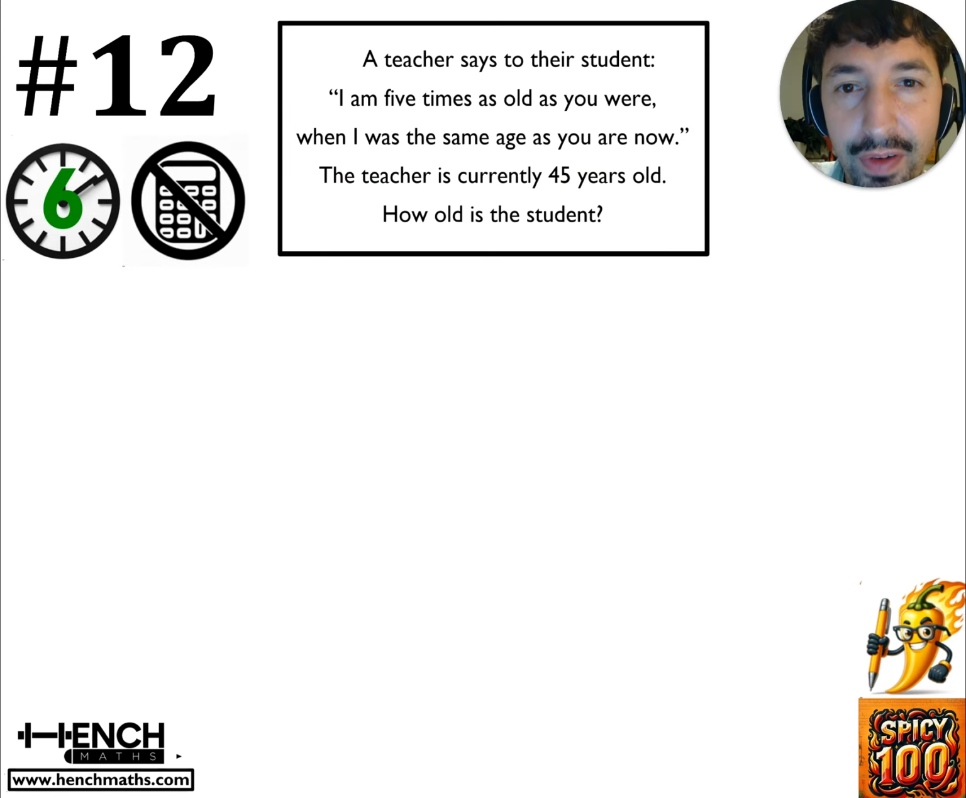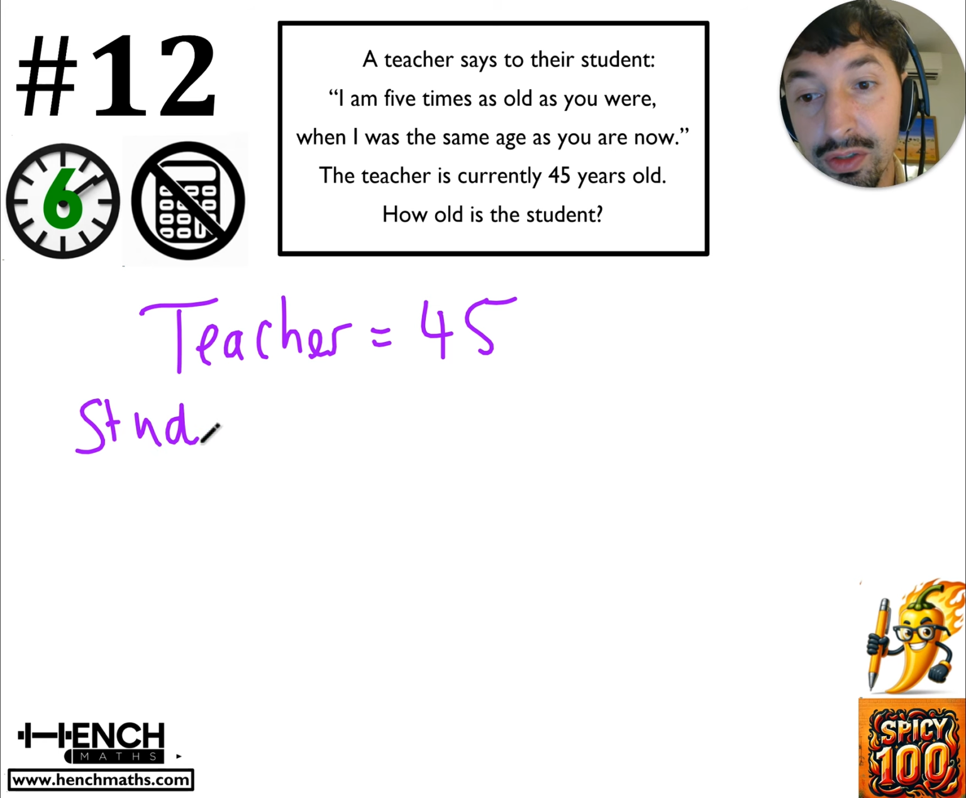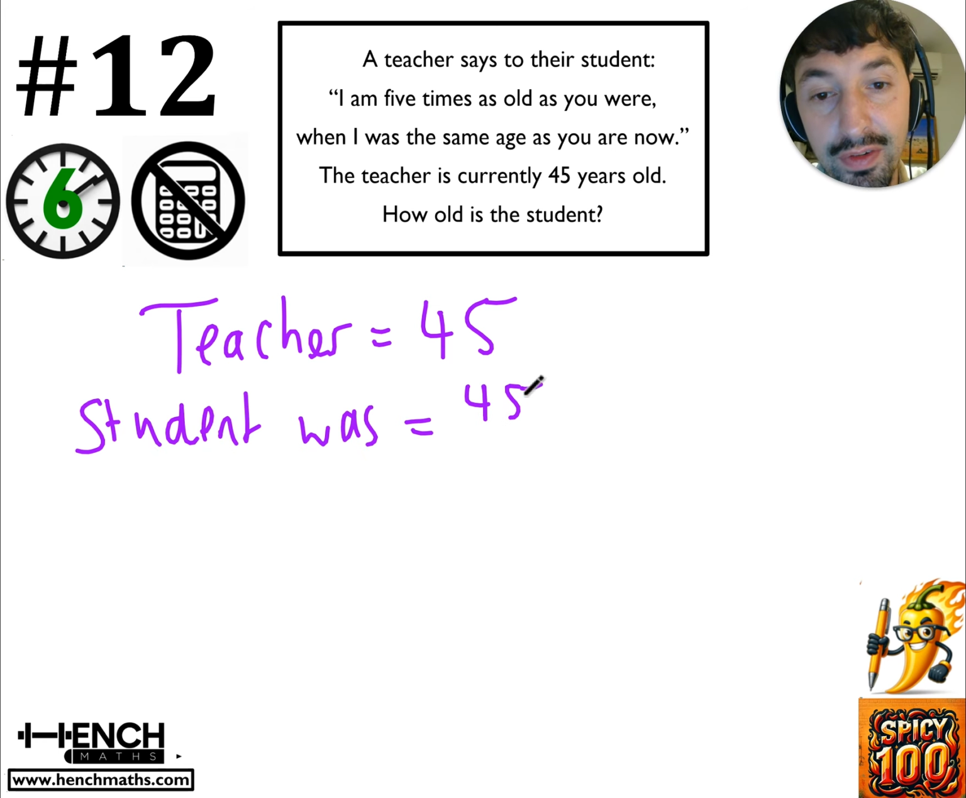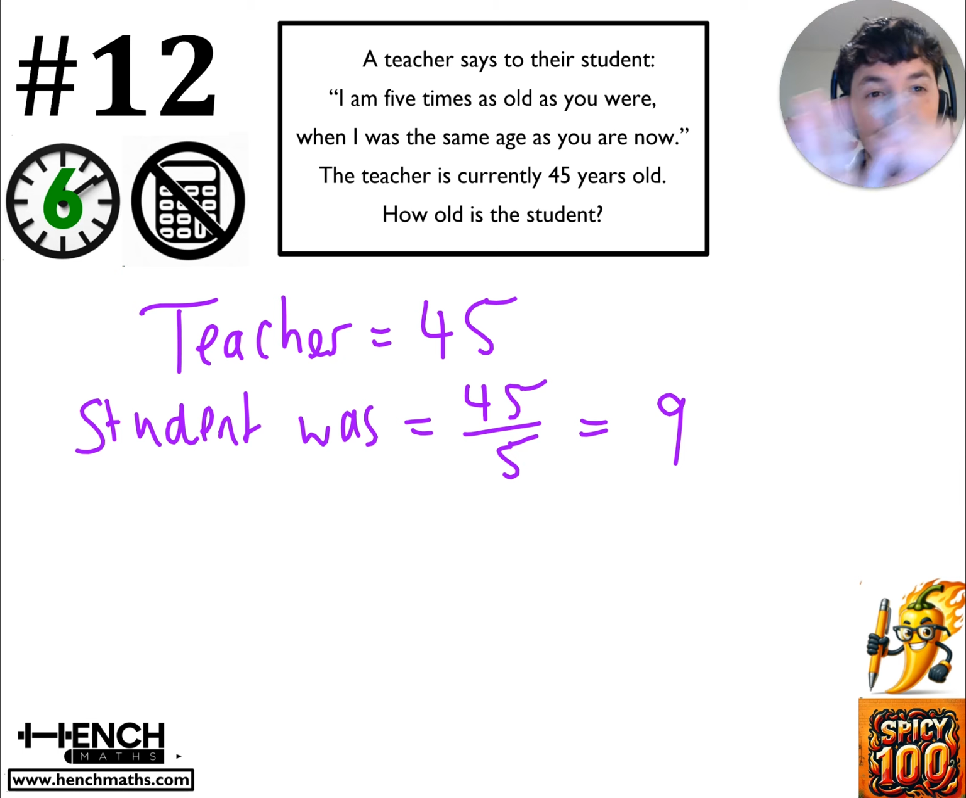So the teacher says, "I'm 5 times as old as you were when I was the same age as you are now." So therefore, because the teacher is 45 years old, the student was 45 divided by 5, which is 9. So the idea is that when the student was 9, the teacher was as old as the student is now. So the student needs to age from 9 years old to an age, and the teacher needs to go from that age to 45 where it is now.